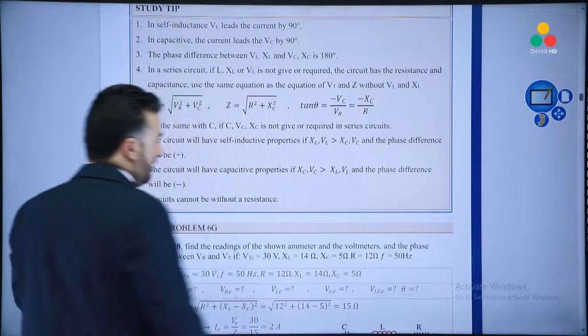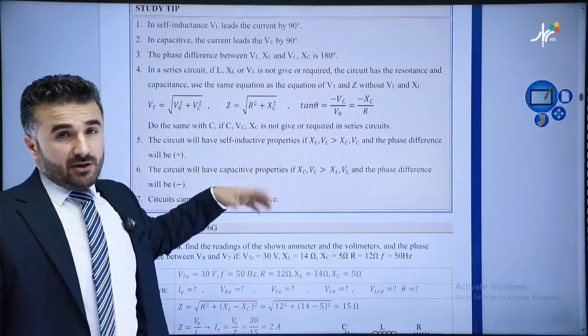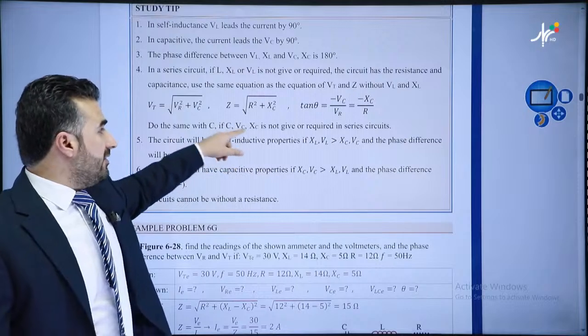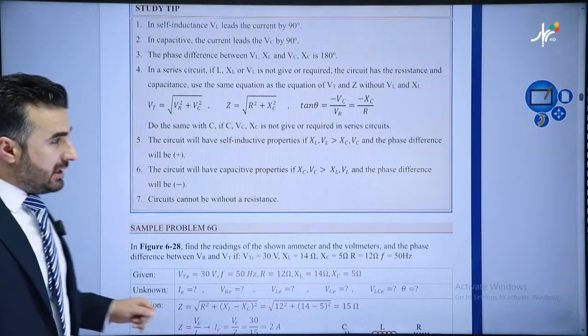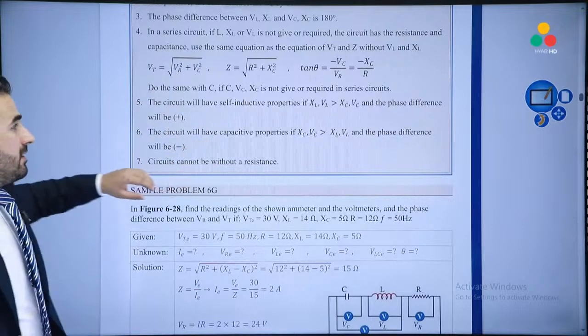So we'll do the same thing if the capacitance values were not given. Let's say the capacitor, VC, XC, and all that. If it is not given, we'll just take out or eliminate it from the equation. Then we'll just do the math on that side.